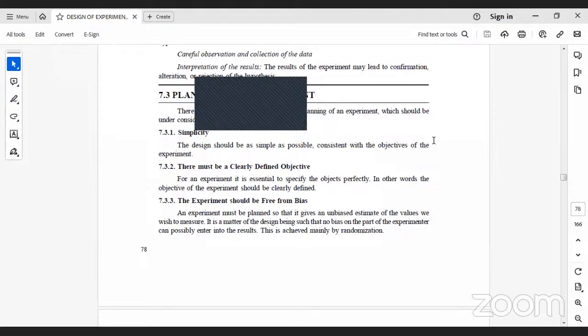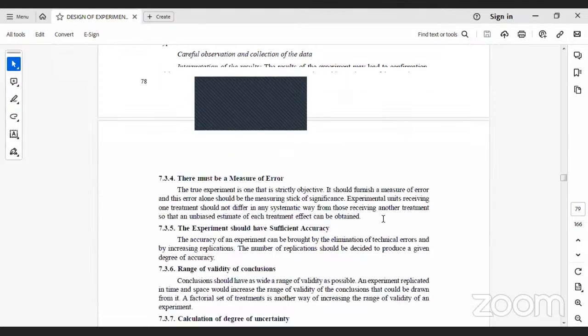So an experiment must be planned to give unbiased estimates of the values which are measured. It is a matter of design so that no bias on the part of the experimenter can possibly enter into the result. This is achieved mainly by randomization. There must be a measure of error. The true experiment is one that is strictly objective. It should furnish a measure of error, and this error alone should be the measuring stick of significance.